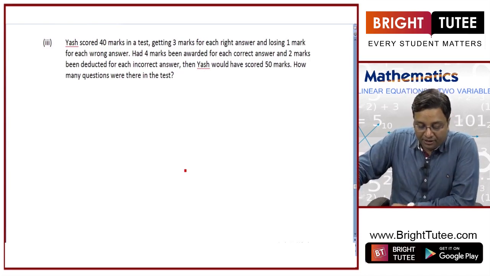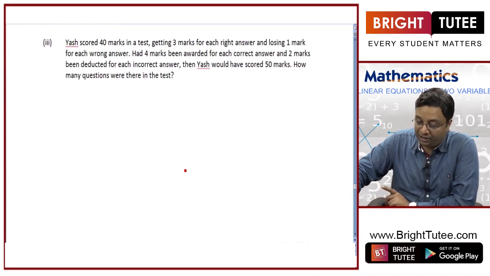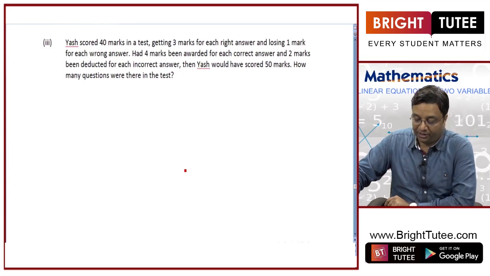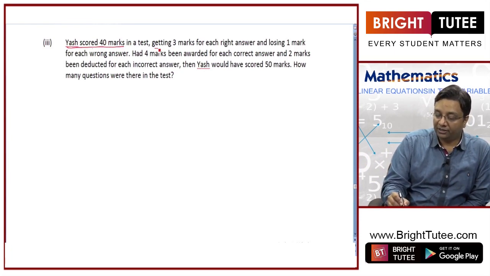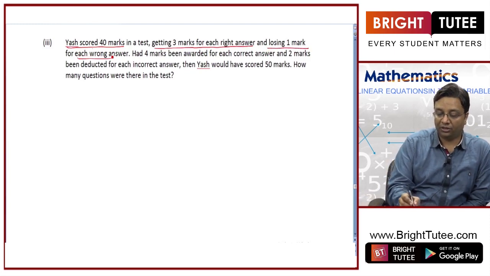Okay. Yash scored 40 marks in a test, getting 3 marks for each right answer and losing 1 mark for each wrong answer. Had 4 marks been awarded for each correct answer and 2 marks been deducted for each incorrect answer, then Yash would have scored 50 marks. How many questions were there in the test? Okay. Now, in the first situation, Yash has scored 40 marks, where 3 marks for each right answer and losing 1 mark for each wrong answer.